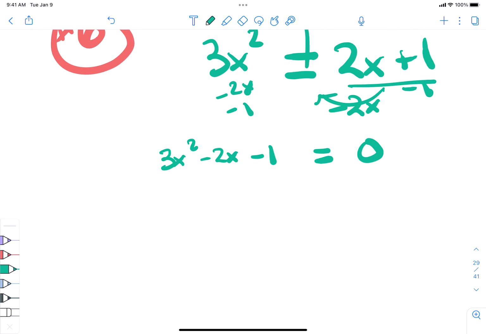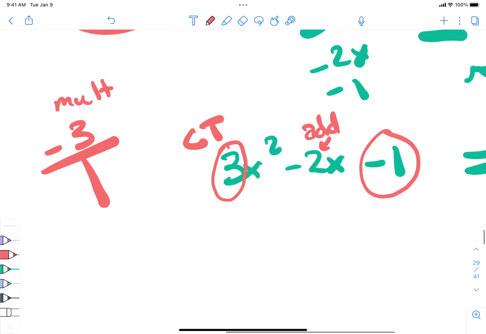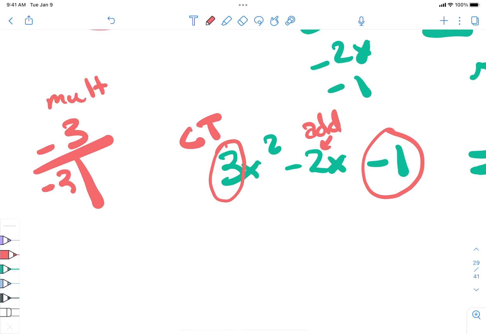But the problem here is that this is not a simple trinomial. It's a complex one, right? Some of you already know what the strategy is. 3 times negative 1 is negative 3. I want to multiply to get negative 3, but when I add them, give me negative 2. There's negative 3 and positive 1, right? Because I want it to be negative 2 when I add.